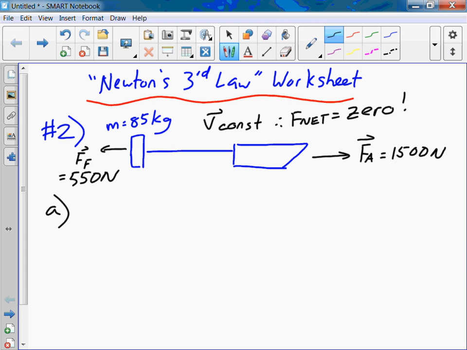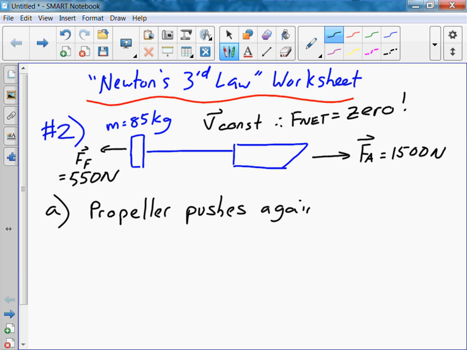Part A says describe the action-reaction pair that causes the boat to move forward. Think about it. This has nothing to do with the math. This is just thinking about a boat. How does a boat move through the water? Motor spins the propeller, which pushes against the water, and the water pushes back against the propeller. Okay, so that's your action-reaction pair.